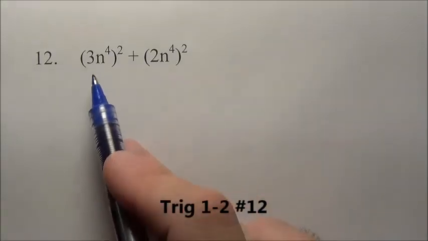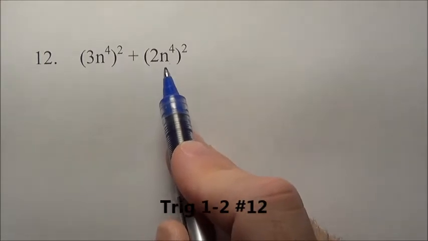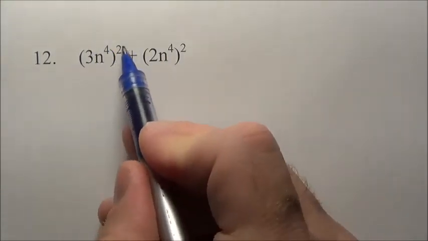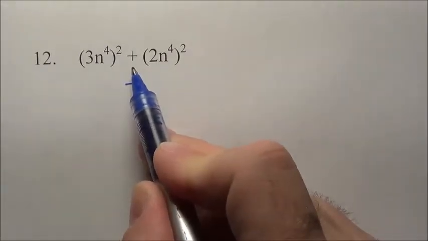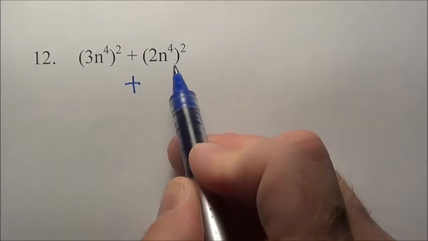Problem 12. It says you have 3n to the 4th, squared, plus this quantity 2n to the 4th, squared. Now we're adding these things. This I've got to deal with first, get what it is, then add this, because you've got to do all multiplication and powers and exponents, all that first.